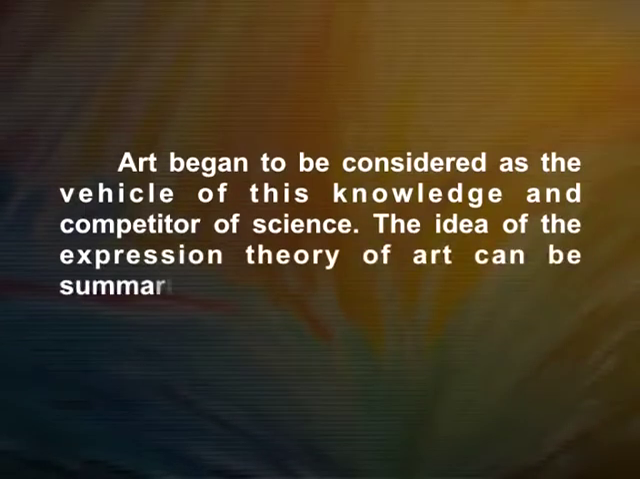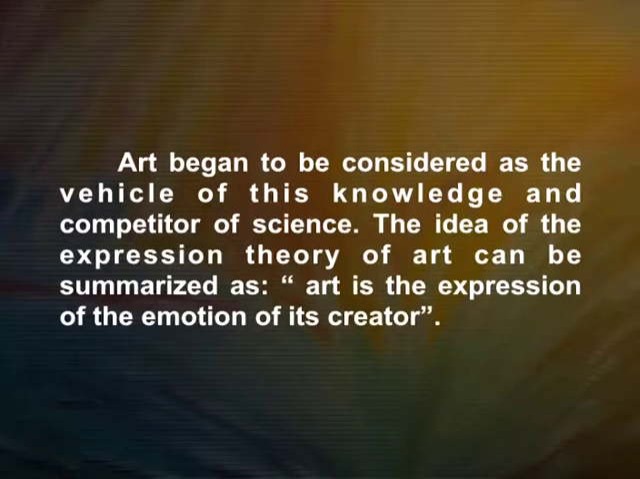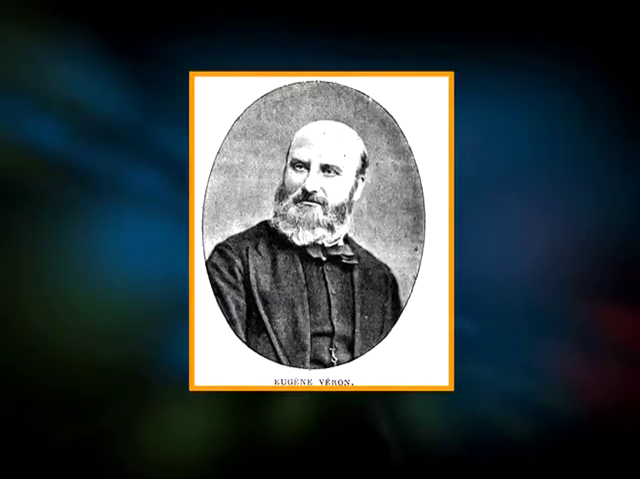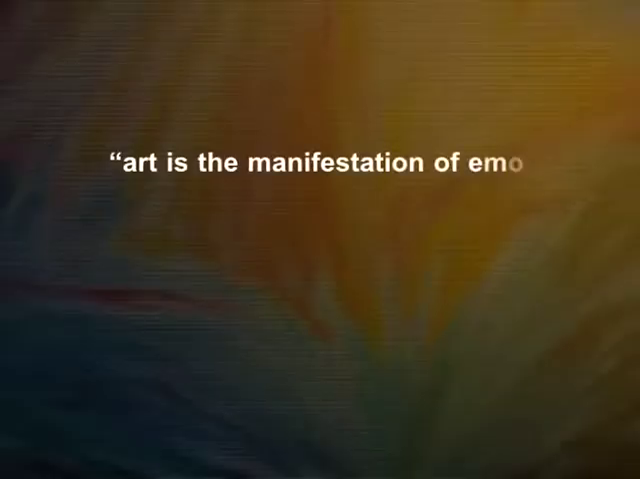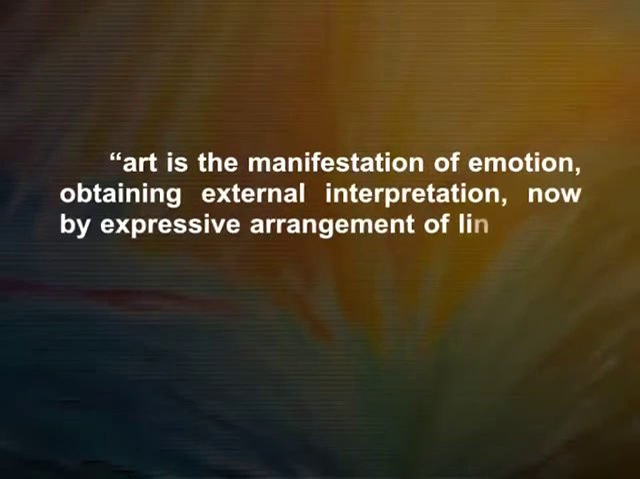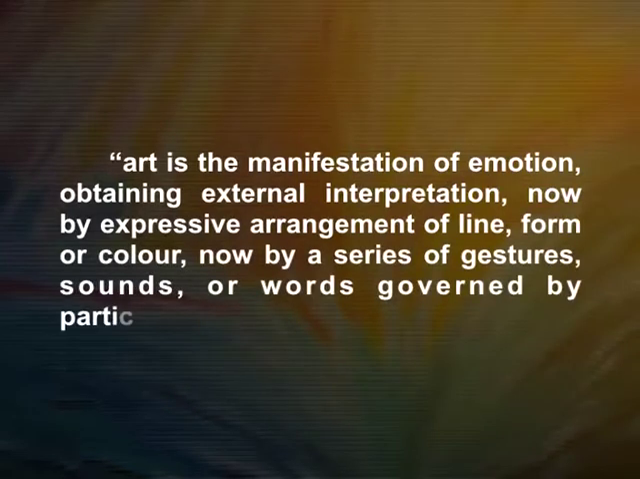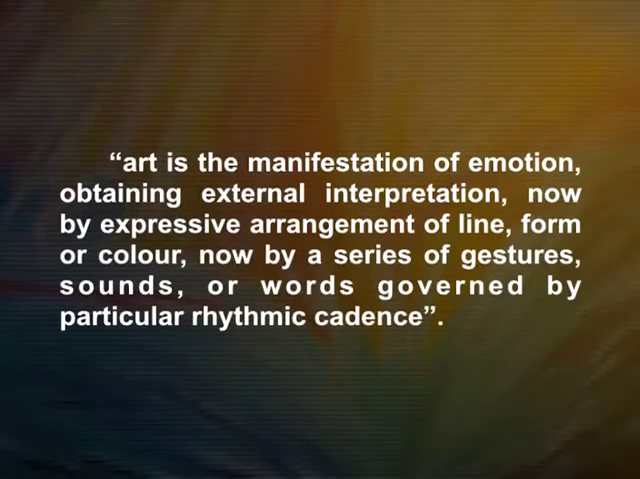The idea of the expression theory of art can be summarized as: art is expression of the emotion of its creator. Eugene Veron writes late in the 19th century, art is the manifestation of emotion obtaining external interpretation, now by expressive arrangement of line, form or color, now by a series of gestures, sounds or words governed by particular rhythmic cadence. Leo Tolstoy's version of expression theory brings reference to spectators, readers and the like into the definition of art.